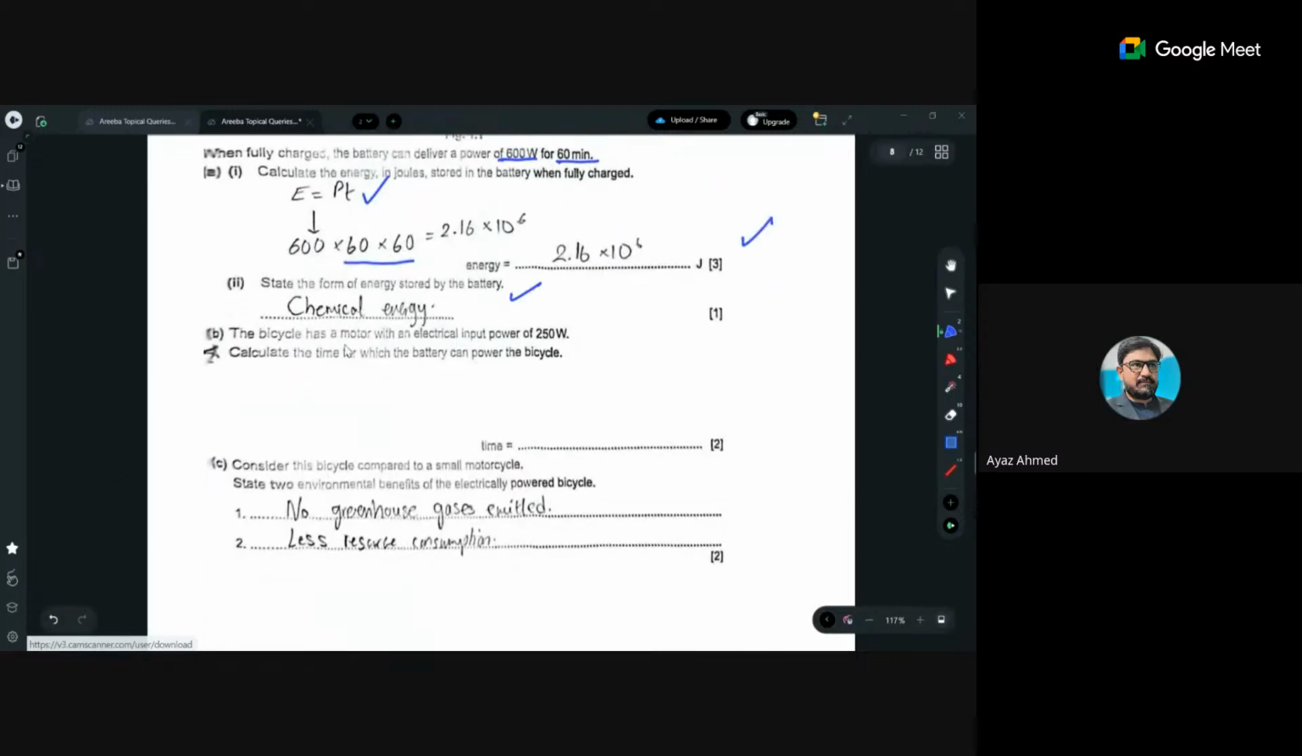Next, the energy store of the battery is chemical. Okay, the bicycle has a motor with an electrical power of 250 watt. Calculate the time for which the battery can power the bicycle.